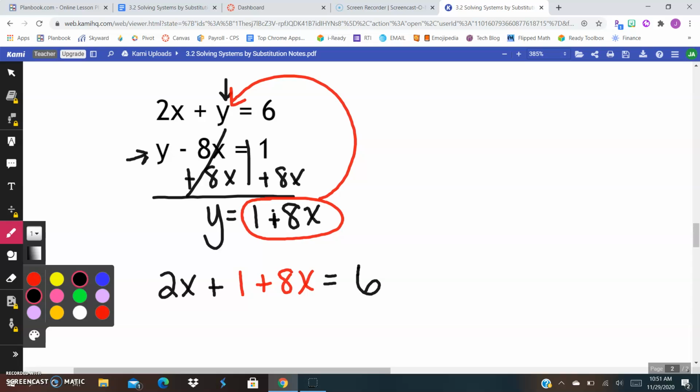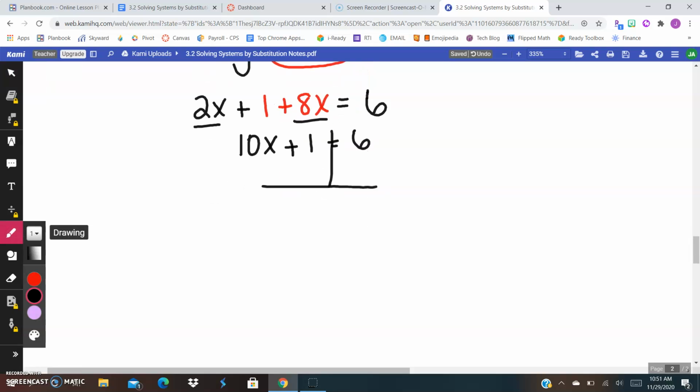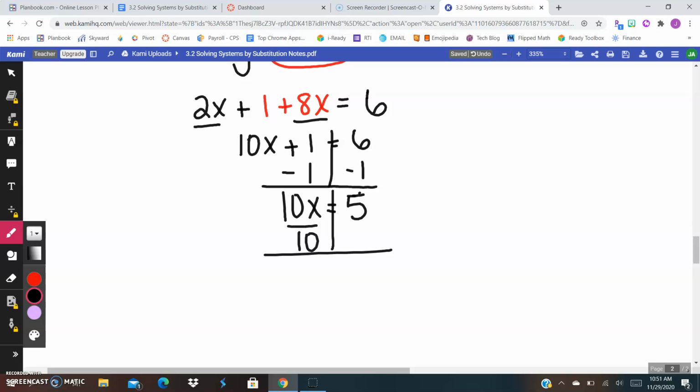And now I'm going to combine like terms. The 2x plus 8x can go together to make 10x. We have a plus 1 equals 6. Then we're going to minus 1. So we have 10x equals 6 minus 1 is 5. And then we would have to divide by 10. So x equals 5/10, which is the same thing as 1/2.